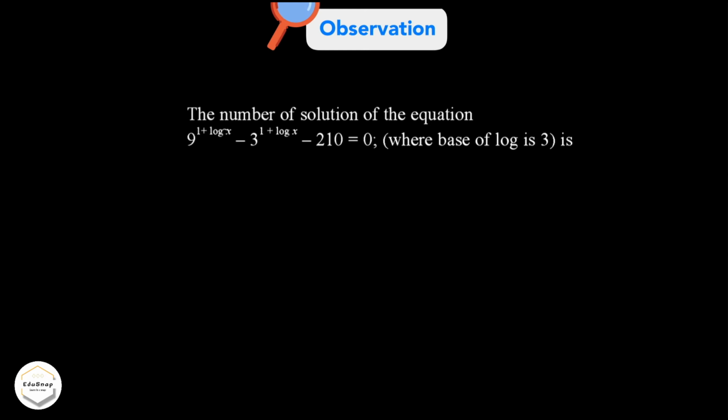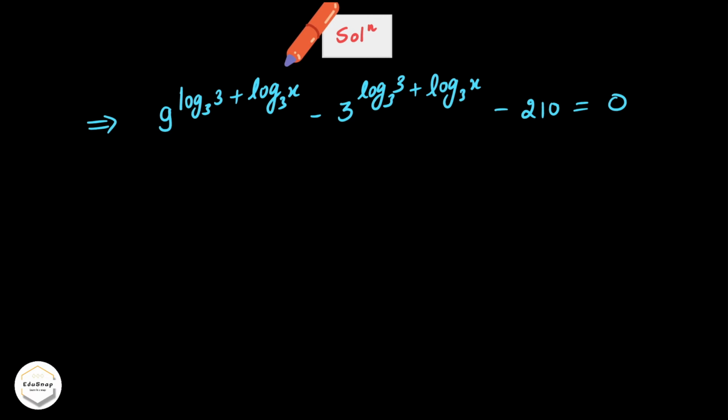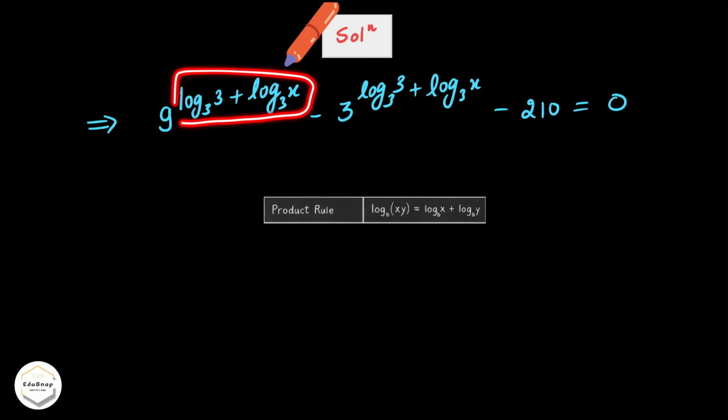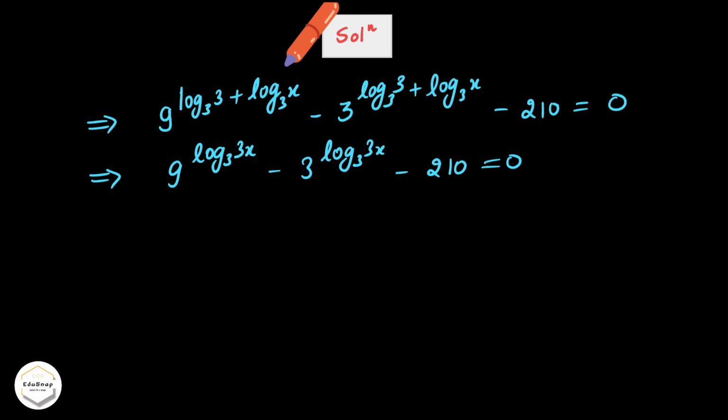Now let's start the solution part. I just interchange the 1 with log 3 to the base 3, that is nothing but 1. The same I replicate here as well. Now we will apply the property log mn equals log m plus log n. It will become log 3x to the base 3. The same here, you will get the same result.